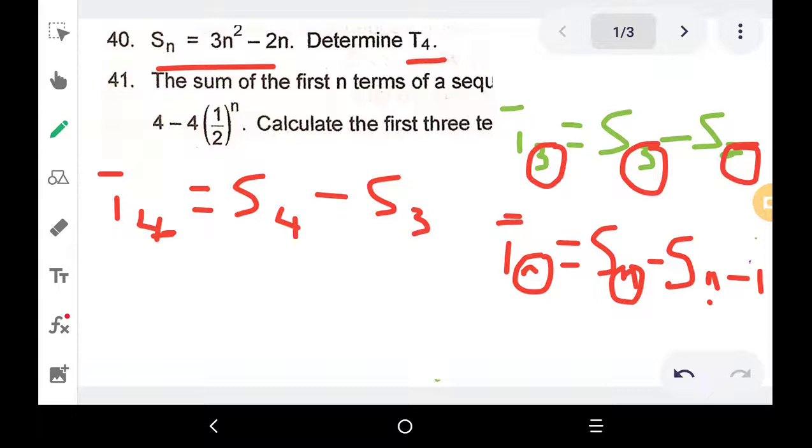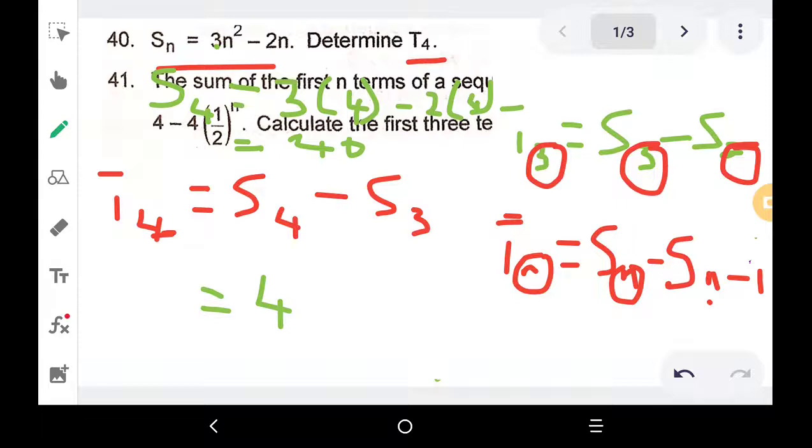Everywhere there's an n, I start by S4, so it's going to be S4. Instead of n, I'm actually going to put 4 minus 2 multiplied by 4. When I type this in my calculator, I get 40. So what do I know? Instead of S4, I can put 40.